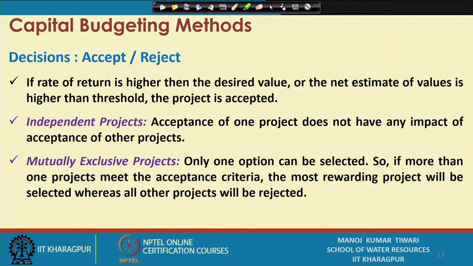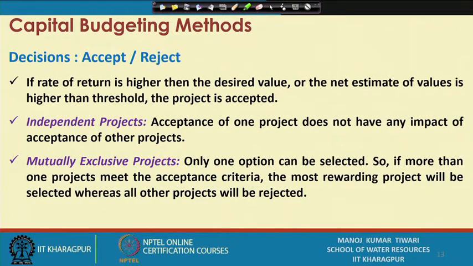The decisions made through capital budgeting are generally whether to accept or reject a proposal. If the rate of return is higher than the desired value, or the net present value (NPV) is higher than the threshold, we consider that the project could be accepted. Now, project acceptance falls into two different categories.